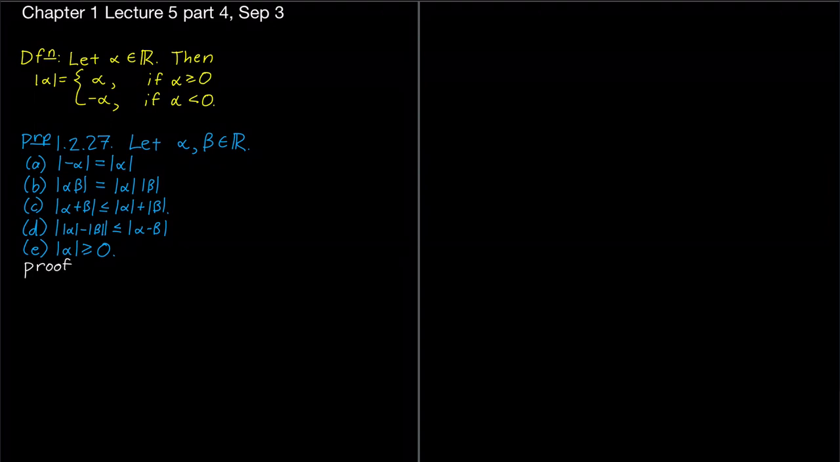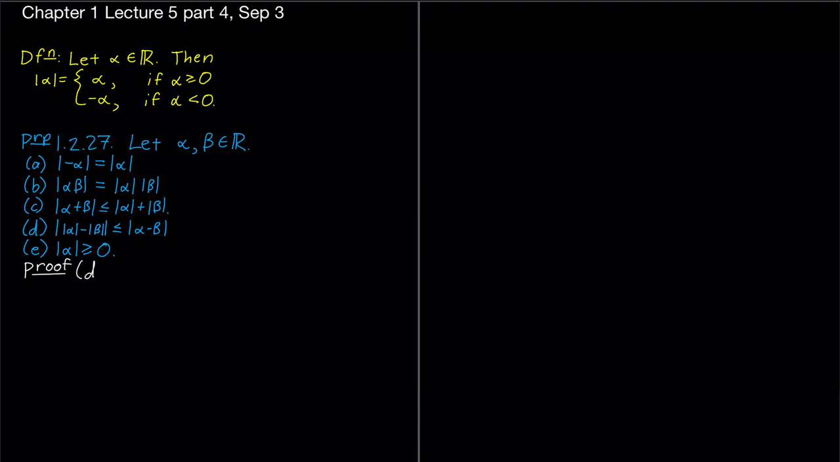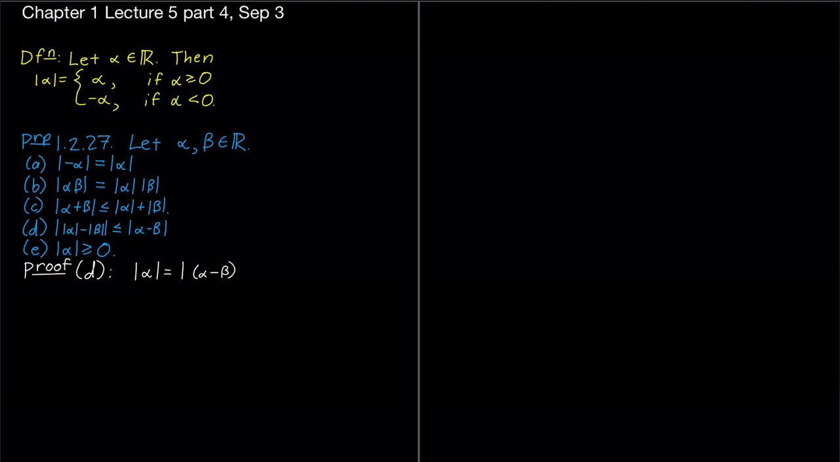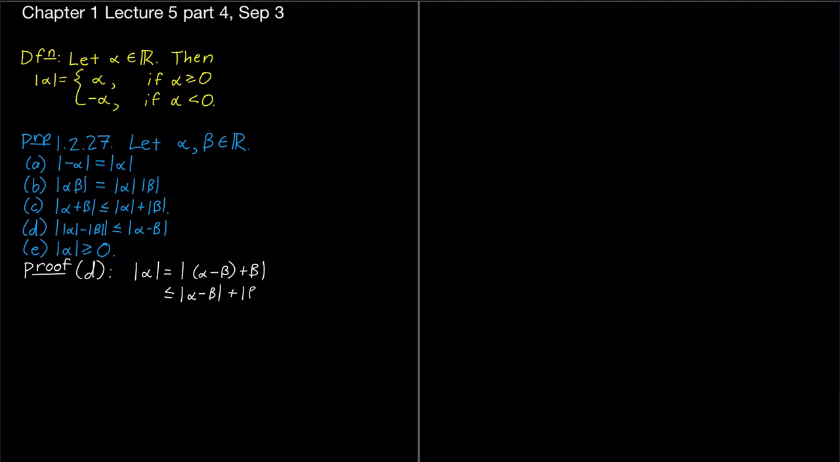And here is the proof of part D. The absolute value of alpha is the absolute value of alpha minus beta plus beta. And that's at most the absolute value of alpha minus beta plus the absolute value of beta. And that is true by part C, which, as I said, was an exercise.